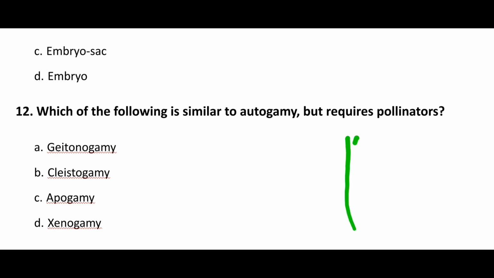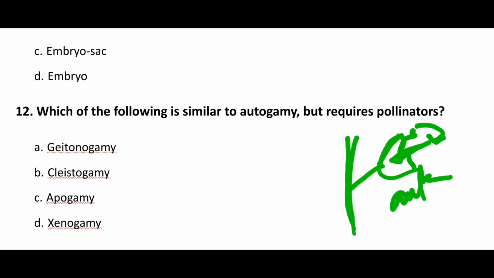Then question number 12, which of the following is similar to autogamy but it requires the pollinators? See, normally when the pollination occurs in the same flower, it is called autogamy, where the pollen grain will be transferred from the male reproductive part to the female reproductive part of the same flower. It is called autogamy.